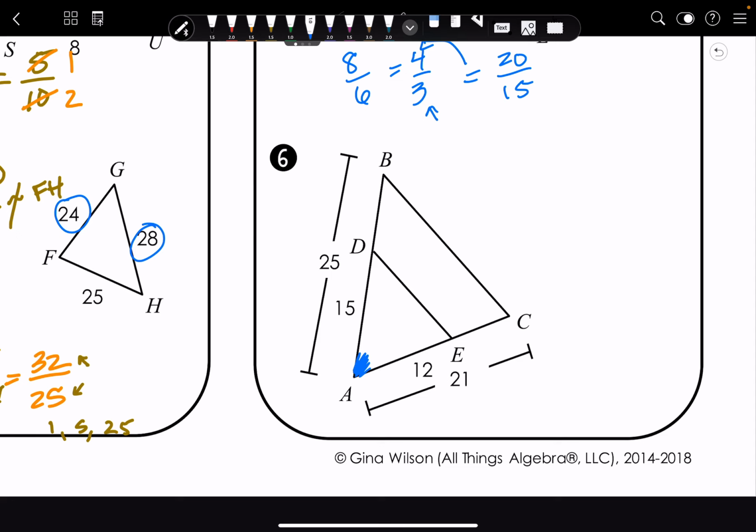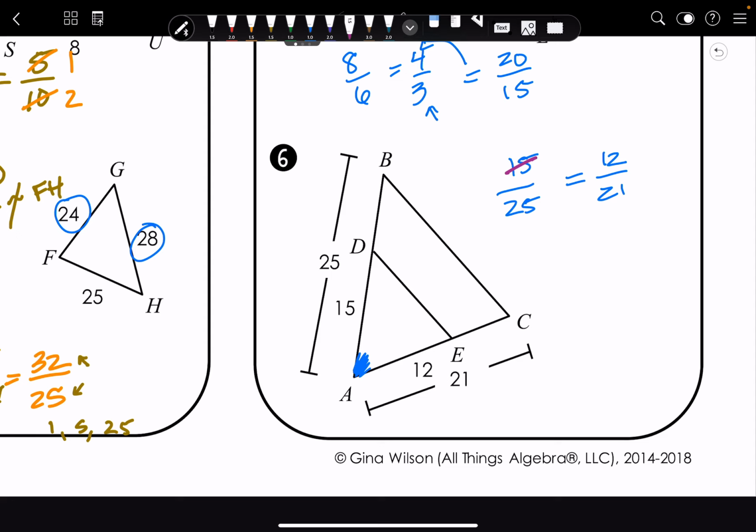So what we're going to do is set up a proportion. And I'm going to just do the smaller ones over the larger ones, just because I feel like that's easier for my brain to think about. I've got 15 over 25. And is it equal to 12 over 21? Instead of multiplying those very huge numbers, don't forget, you can always simplify.